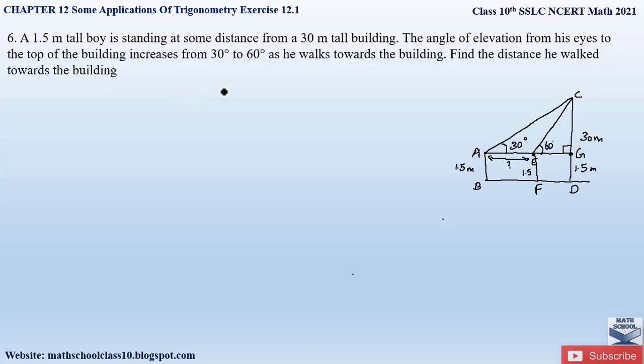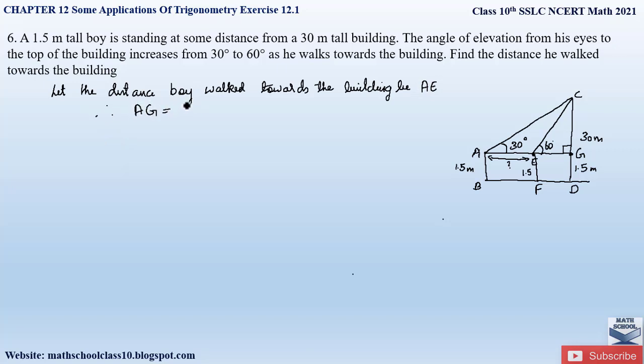So first consider this triangle CAG. So first let us write down, let the distance he walked towards the building be AE, right? So therefore we have AG is equal to AE plus EG.